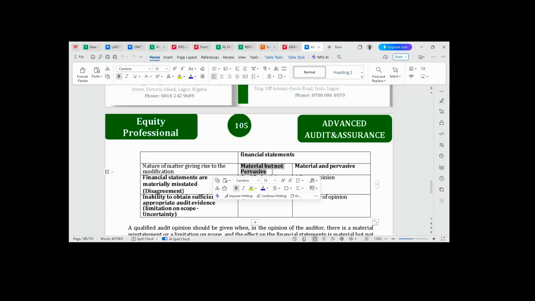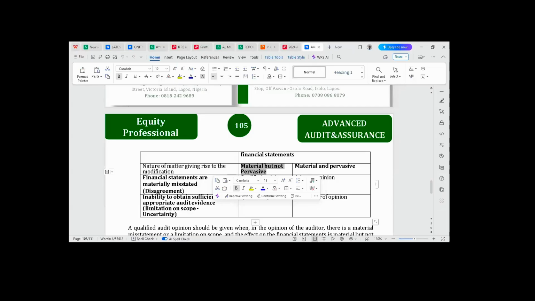The auditor will then say that the financial statement shows a true and fair view, except for that issue. If not for that issue with inventory, the auditor would have given the financial statement the green light that everything is perfect. So that's what we mean by material but not pervasive. Yes, that issue exists, but it's not pervasive, meaning that it does not affect every other aspect of the financial statement. It's only limited to inventory.